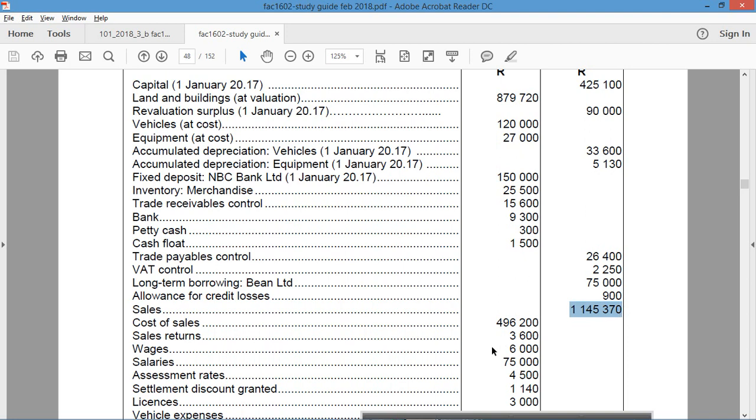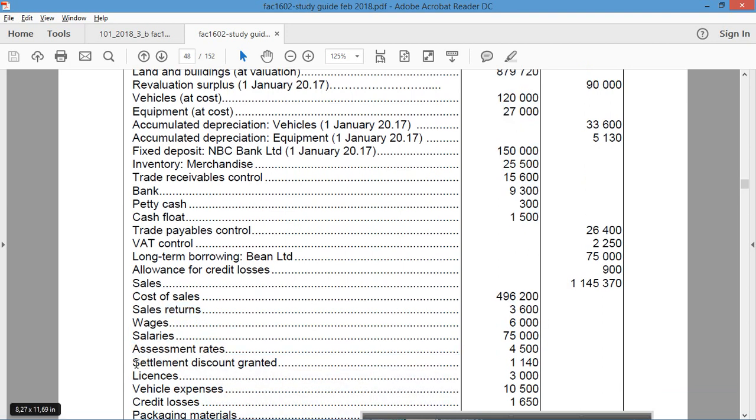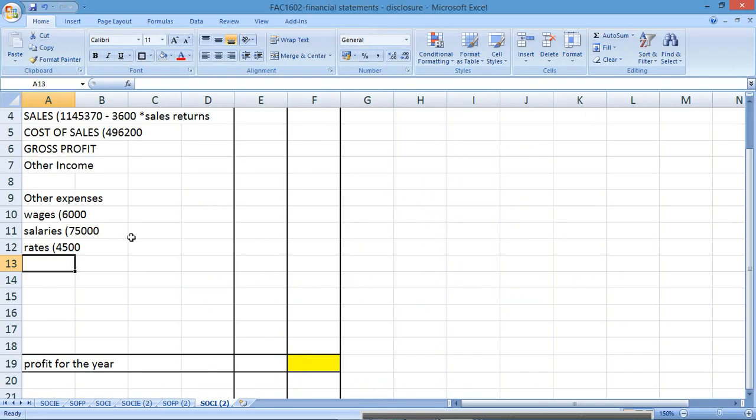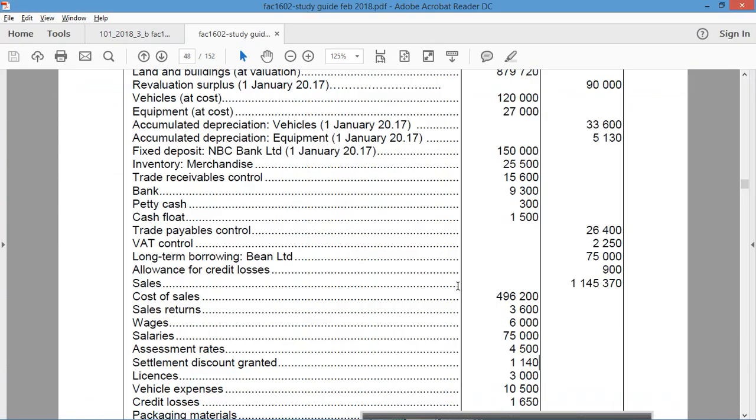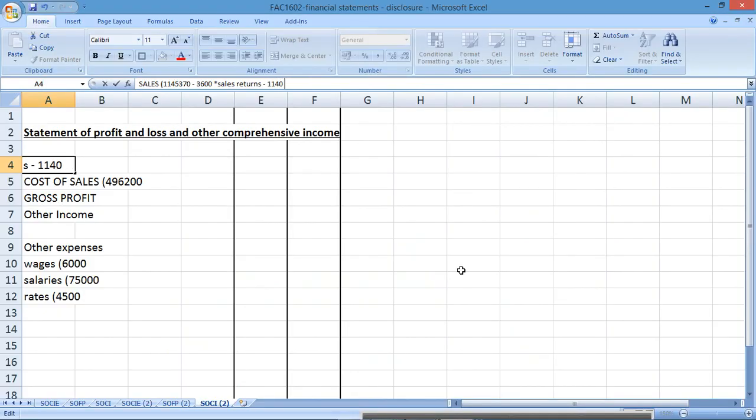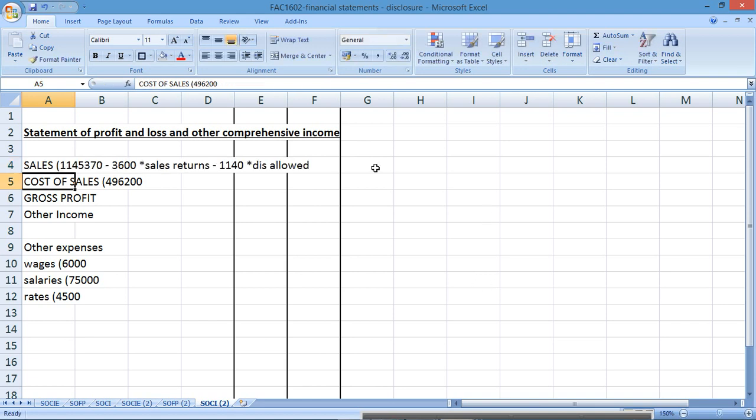So sales returns is taken out of that. Sorry, sales returns and the settlement discount. 1140. So there we go, we need to take it out. They didn't show the working in their solution. I'm going to show it in mine. Minus, let's put the amount first: 1140, asterisk, discounts allowed. Does that make sense? Yeah.